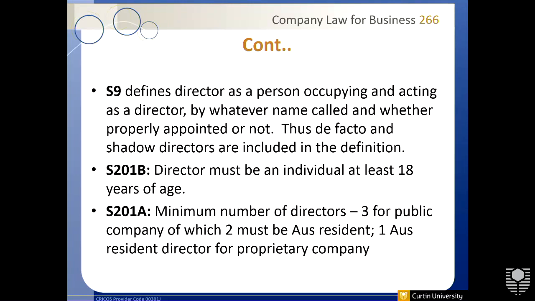Right, Section 201B tells us that the director must be a natural person. Natural person means like you and I. You cannot have a company being a director. It must be a natural person who is above 18 years old, 18 and above. If you were 17, you have to wait for a year to become a director.